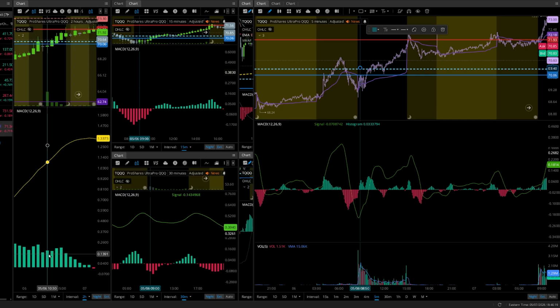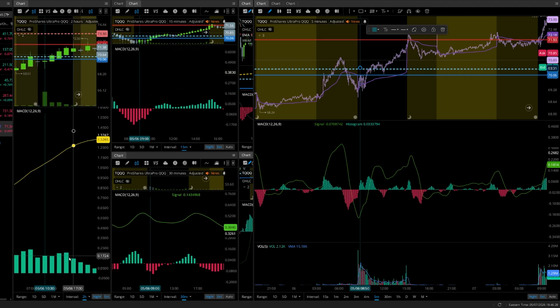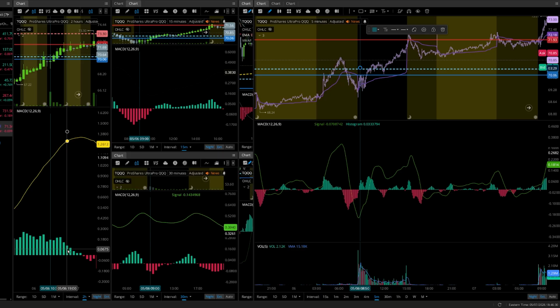Maybe you want to raise your target, or maybe you want to allow for runners more often. If we're not going with the 2 hour, it's not that big of a deal. You can still take the trade, but it's just some nice context to have, some longer, higher time frame context.